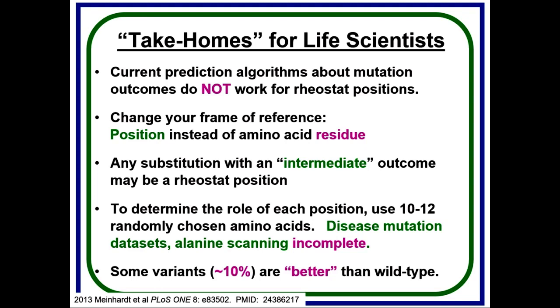Anytime that you identify a substitution with an intermediate outcome, that's very likely to be a rheostat position, and it won't follow canonical substitution rules. If you want to identify whether a position acts as a rheostat, toggle, or neutral position, what you need to do is generate 10 to 12 randomly chosen amino acids for each position. The other take-home realization from this is that disease mutation datasets and alanine scanning, each of which only have one or a few amino acid changes per position, are incomplete and won't show you the whole picture about that position's role in the protein function.